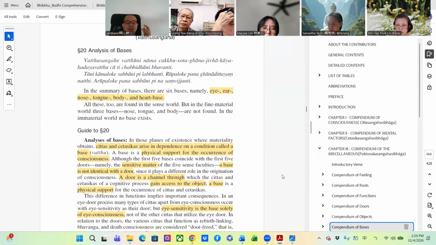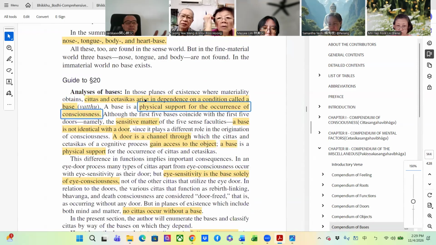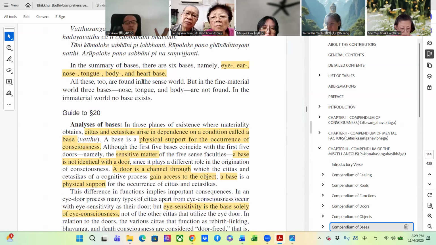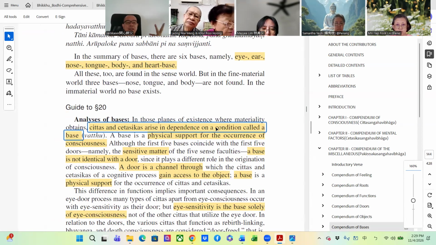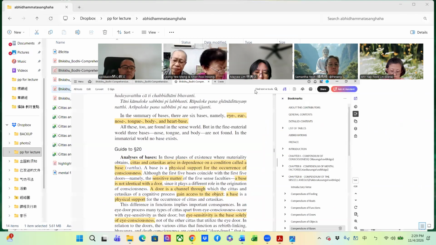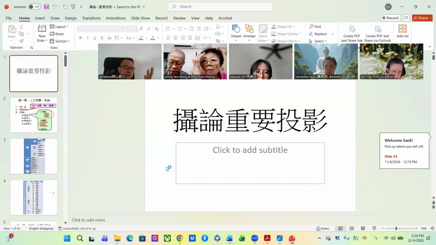Class, take a look. This is the one. It's too tough for you, maybe you just take a look at the screen. So class, this is the base. The base means the eye, ear, nose, tongue, body, and heart base. It's about the same as what we mentioned just now. Cetasika and Chitta all arise dependent on a condition called a base. So what does it mean? The door itself is actually the same as the base. The definitions are different, but it is the same organ.